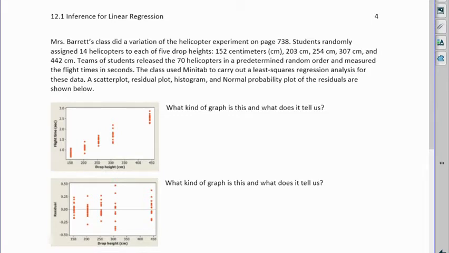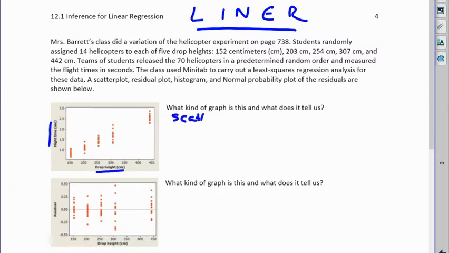So first of all, let's look at what kind of graph we have here. What is it going to tell us? Remember, we're looking for LINER, so that we can prove that this regression analysis is going to work. Okay, so we have drop height and flight time. So this looks like a scatter plot of flight time versus drop height. That's what I see here.